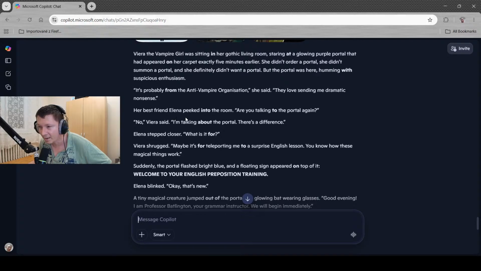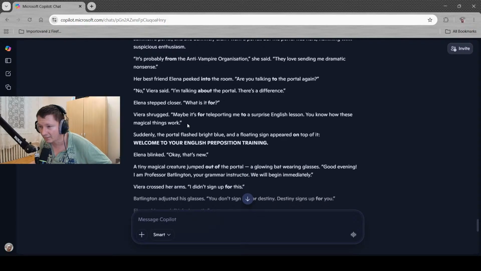Her best friend Elena peeked into the room. Are you talking to the portal again? No, Viera said. I'm talking about the portal. There's a difference. Elena stepped closer. What is it for? Viera shrugged. Maybe it's for teleporting me to a surprise English lesson. You know how these magical things work.